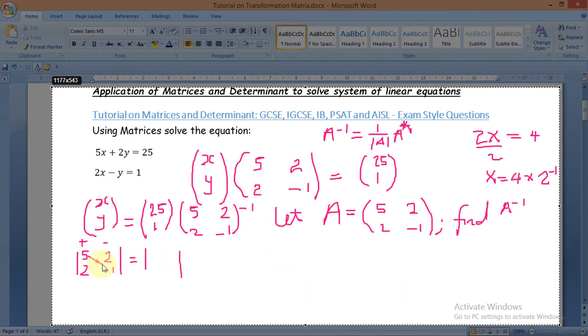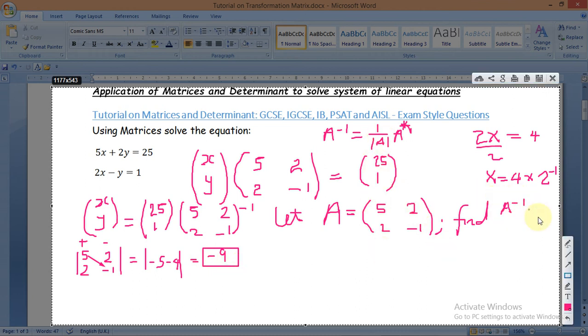So 5 times minus 1, and that is minus 5. Then plus minus 2 times 2, so that is minus 4. So the determinant of A is minus 9. Let's keep that, because I'm going to do something like 1 divided by minus 9 by my definition.